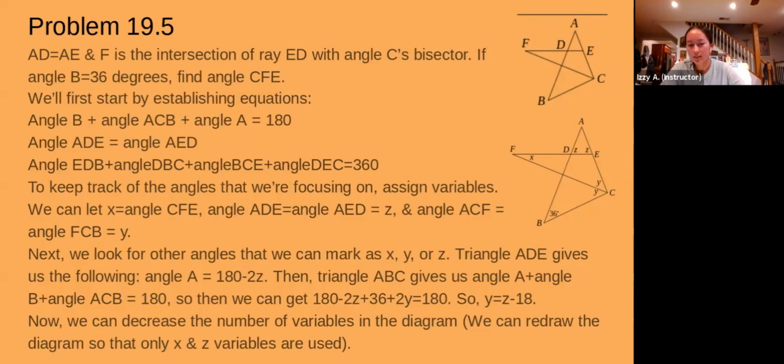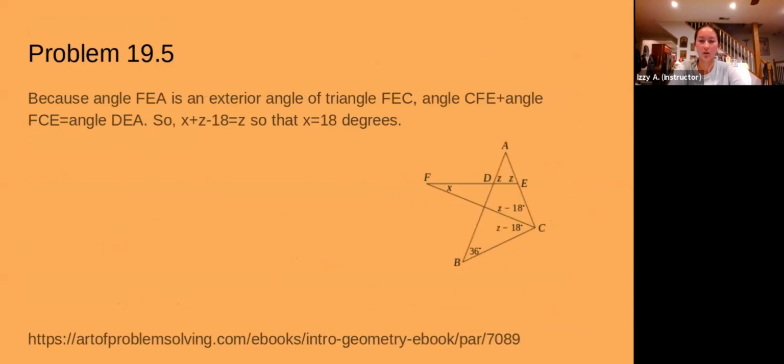Now we can decrease the number of variables in the diagram, and we can redraw the diagram so that only x and z variables are used, and that will be shown on this slide. Again, you can decrease the number of variables to make it less confusing, because the fewer variables we have, the simpler it is when it comes to math.